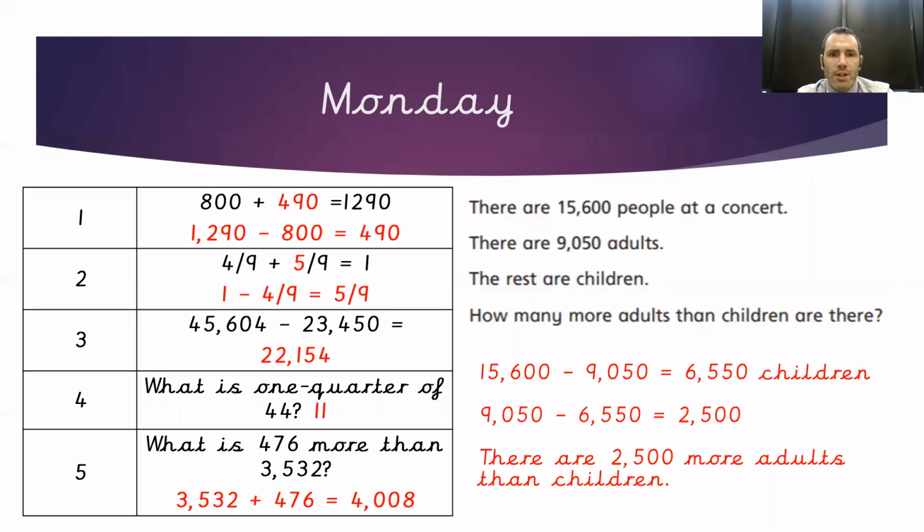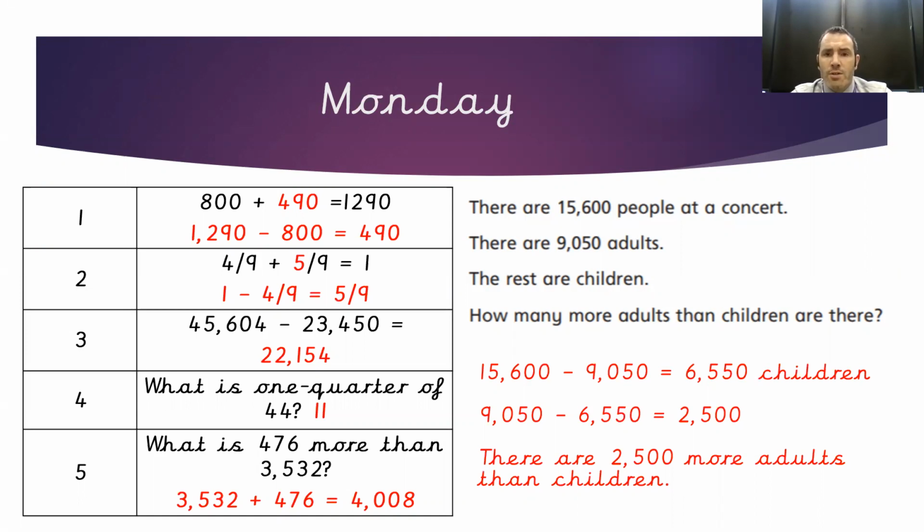Here are Monday's answers. I'm going to do things slightly differently this week. I'm going to talk you through how we work out the answers to our reasoning questions. We need to look at the numbers contained within the question at the top here. We've got 15,600 people at a concert, and we're told that there are 9,050 adults, and we need to work out how many are children. In order to do this, we need to subtract 9,050 from 15,600, which gives us 6,550 children.